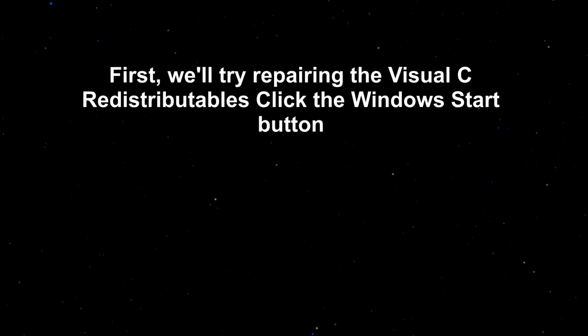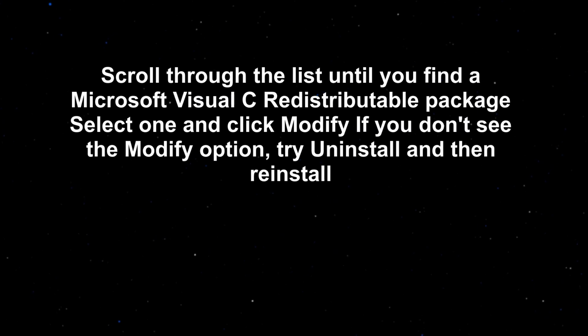Click the Windows Start button. Type in Apps and Features and select it. Scroll through the list until you find a Microsoft Visual C++ Redistributable package. Select one and click Modify. If you don't see the Modify option, try uninstall and then reinstall.